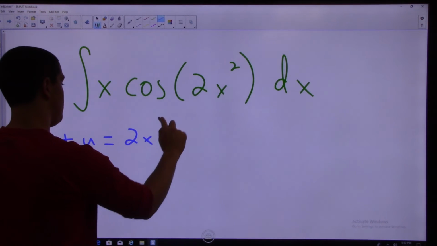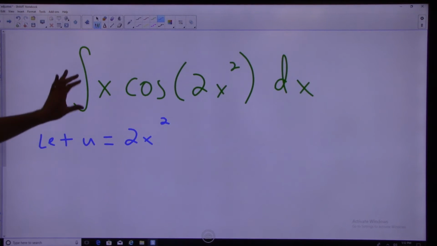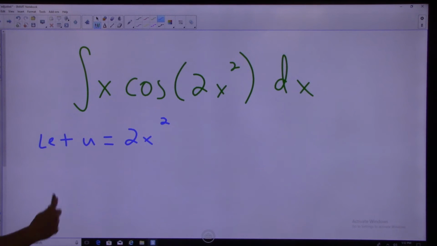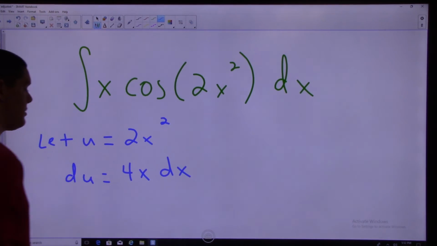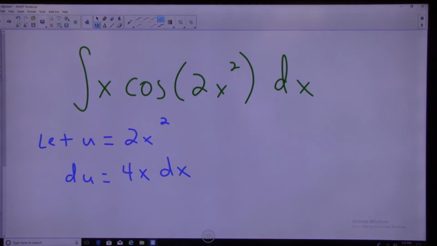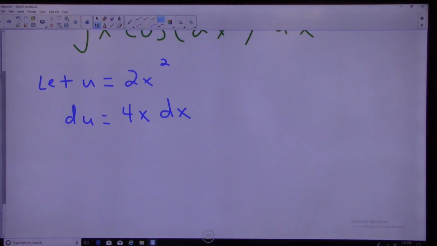The reason for that is when I take the derivative of it, I'm going to get something similar to x. So du is going to be 4x dx. So instead of just x, we've got 4x dx. We'll take care of that in a second. It's not a big deal.